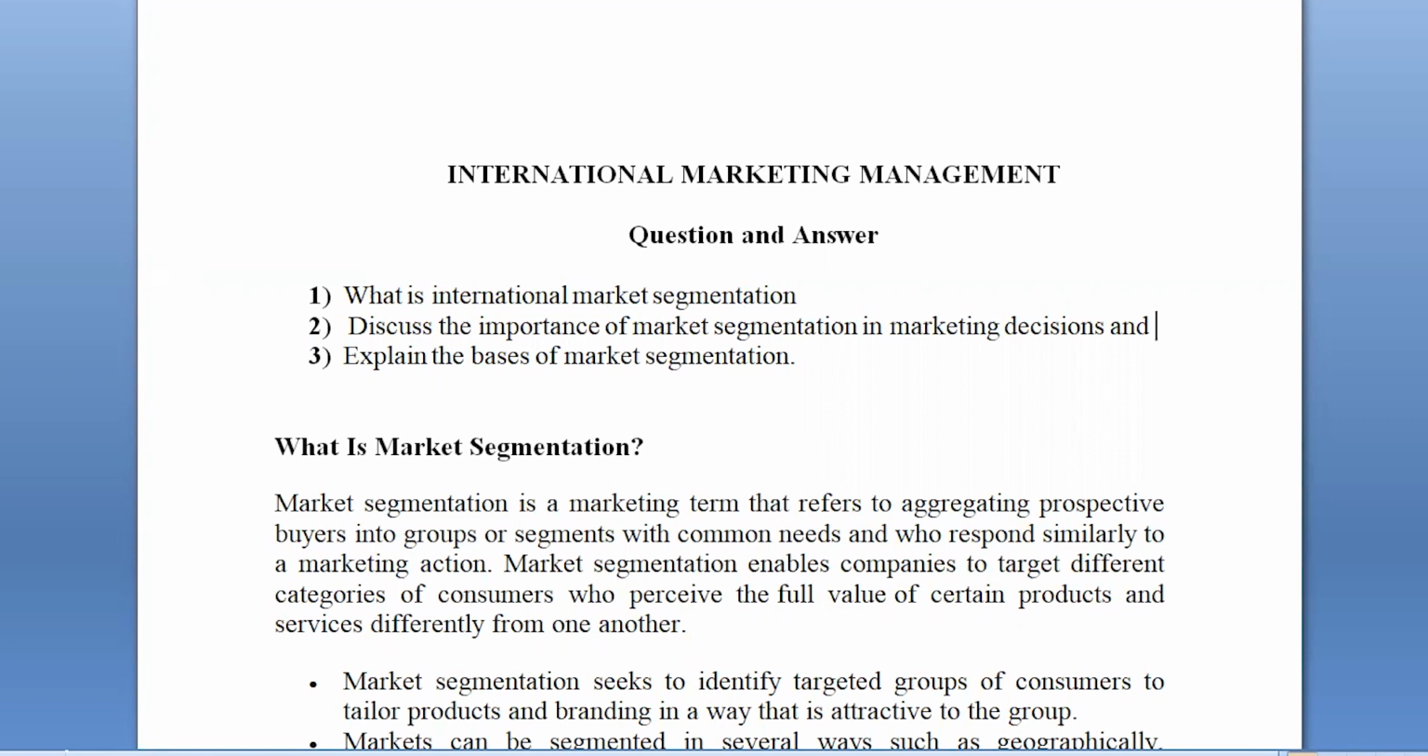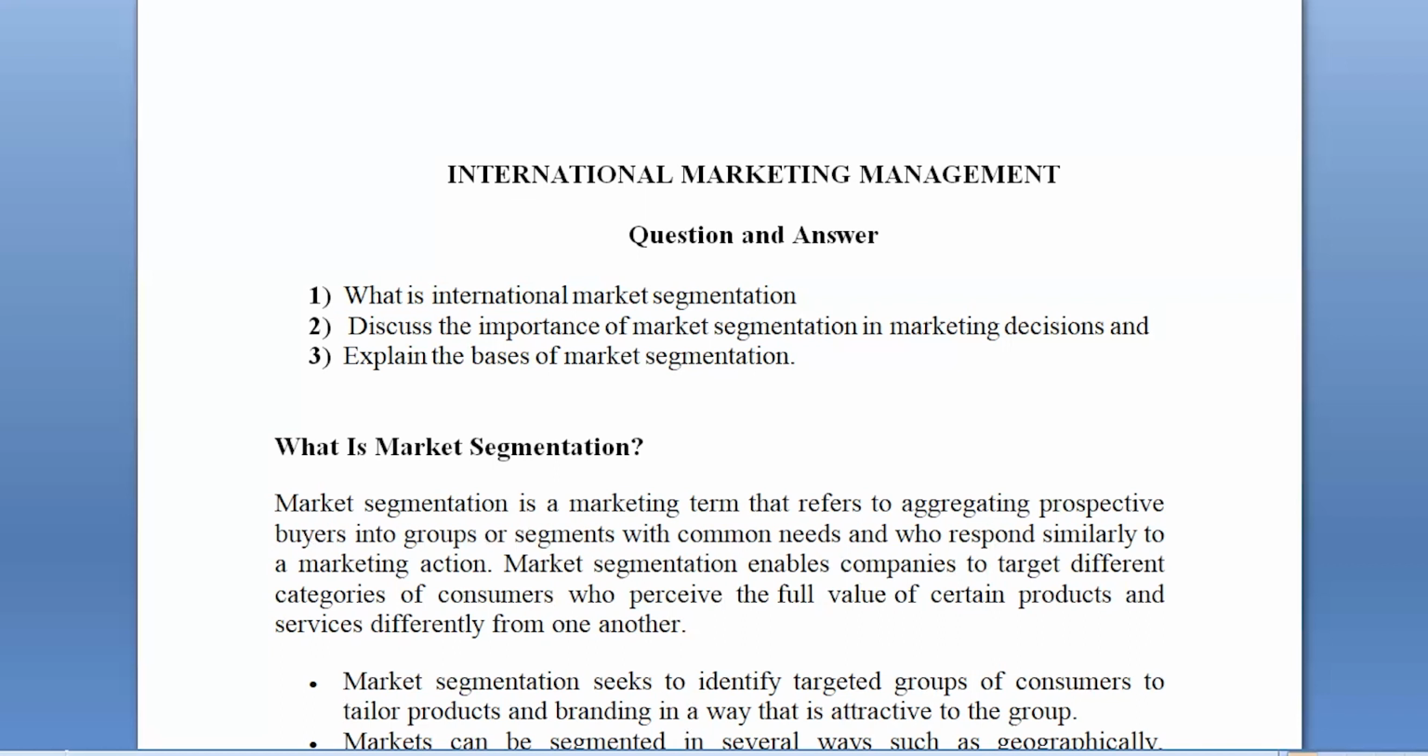It is found that the subject international marketing management has similar syllabus and questions in the respective curriculum of the other universities also. Taking this into account, I have just been giving, for the benefit of the students, the question and the answer for the international marketing management course which they are undergoing.